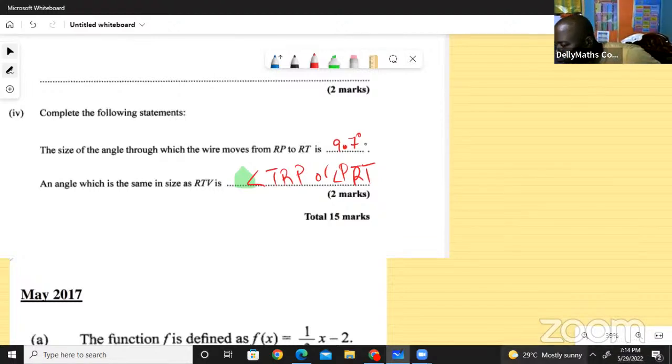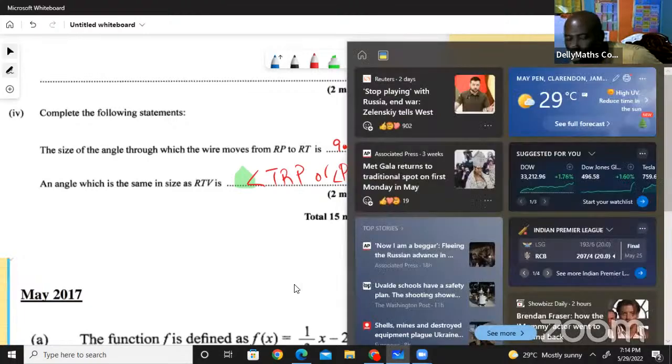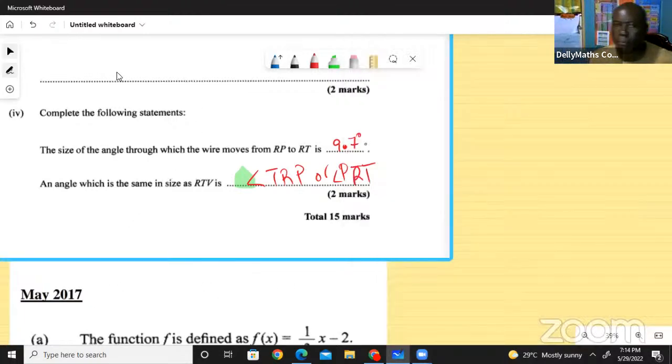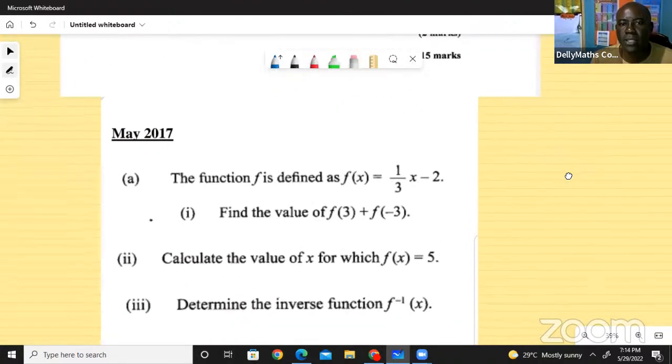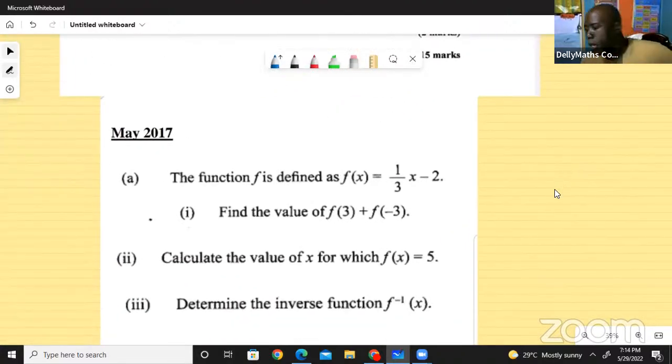Hold on. Okay, yeah. All right, so we're good. Right, so there's some function questions. Yeah, we haven't done any function in a while. All right, so moving on to some function questions now.